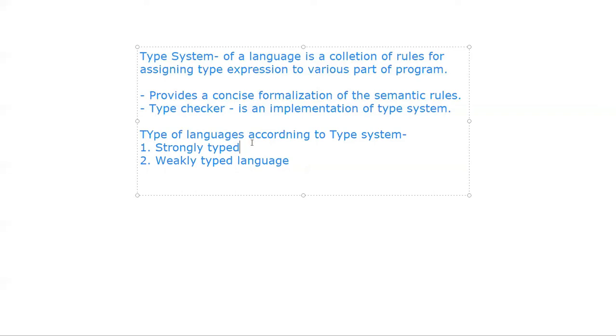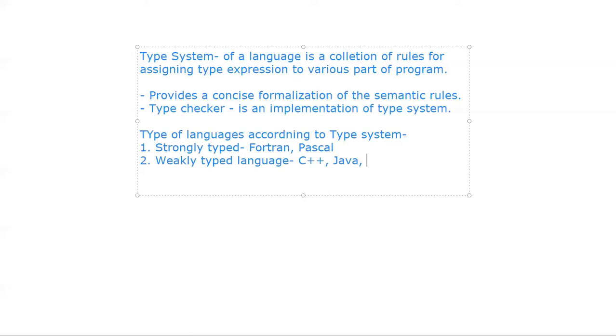One example of a strongly typed language is Fortran. And there is one more language which is near to strongly typed, that is Pascal. Otherwise, most of the languages, whether it is C++, Java, or Python, are weakly typed languages, which are a combination of static type checking as well as dynamic type checking.